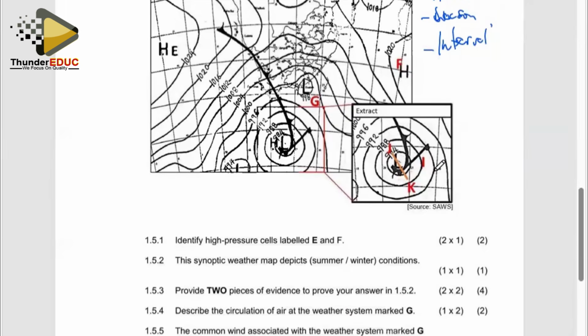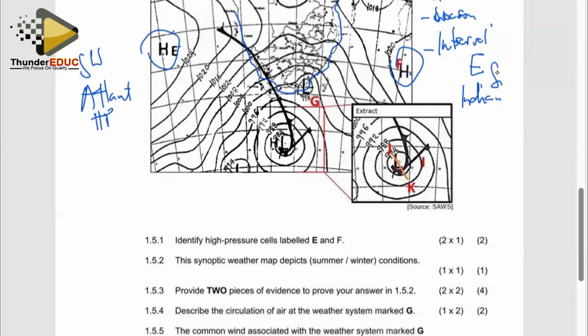Identify the high pressure cells labeled E and F. Right, we see our E is here and our F is here. There's a high pressure cell here and a high pressure cell here. This is the Southern African subcontinent, like what you can see there. So this is our west and this is our east. So on the east, we have the Indian Ocean, and on the west is the Atlantic. So our anticyclones: this becomes the South Atlantic high pressure cell, and this becomes the South Indian high pressure cell. Those are our two anticyclones.